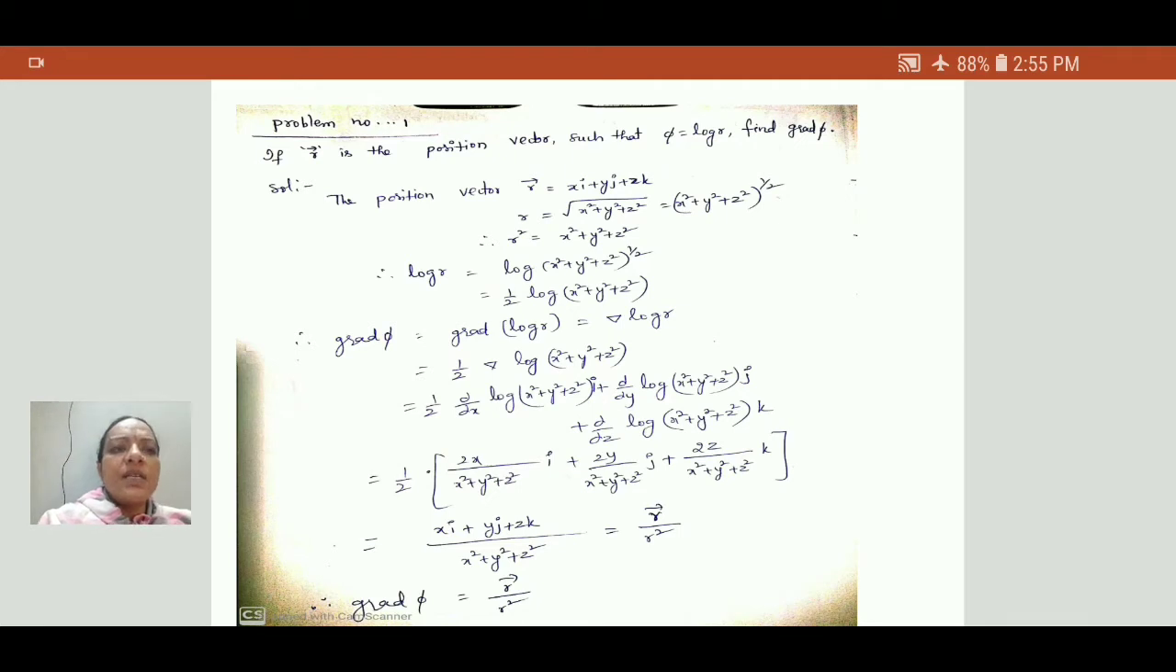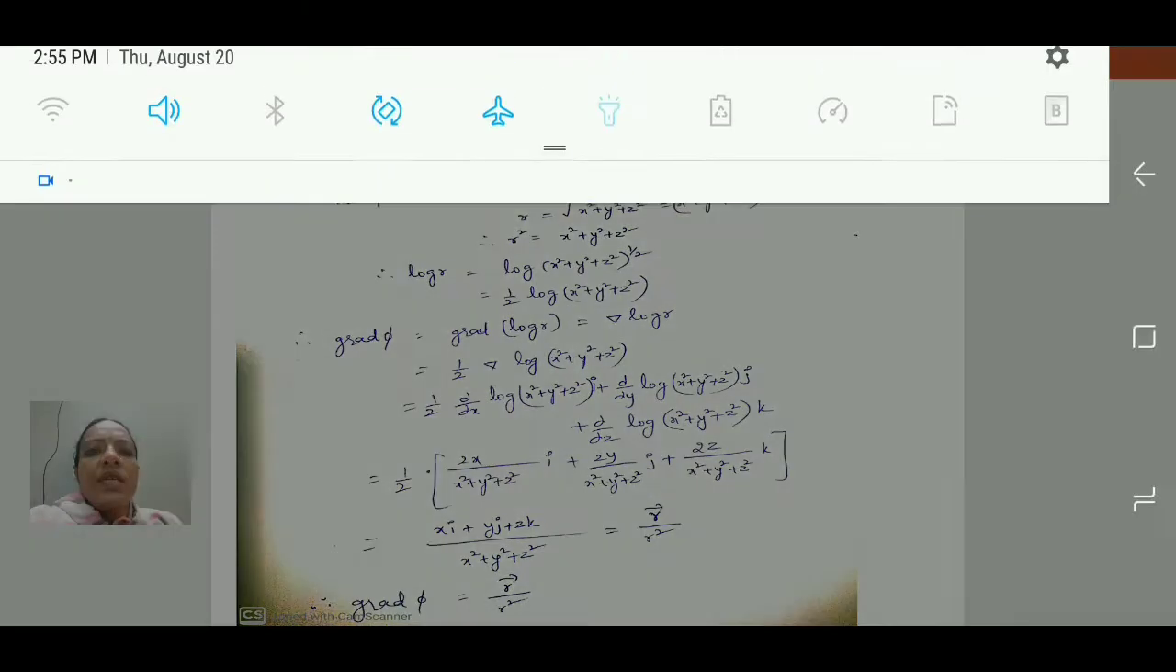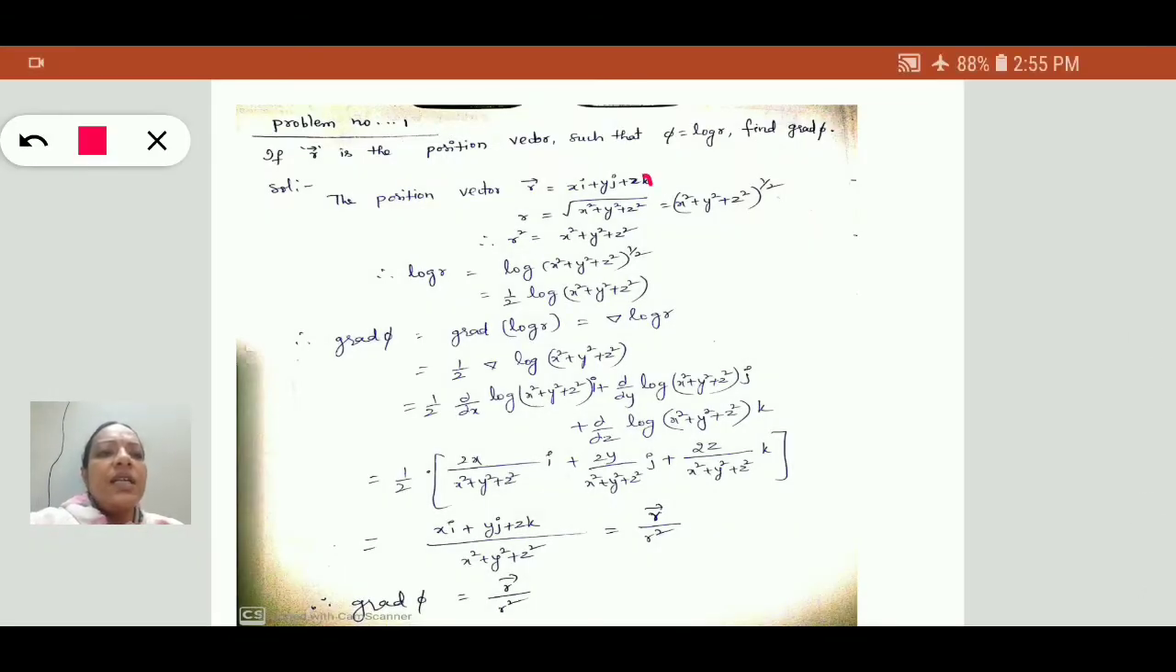The problem is: if R is the position vector such that phi is equal to log r, then find the gradient of phi. What is given in this problem is that R is the position vector. The position vector in Cartesian coordinates we can write as R vector is equal to xi plus yj plus zk.